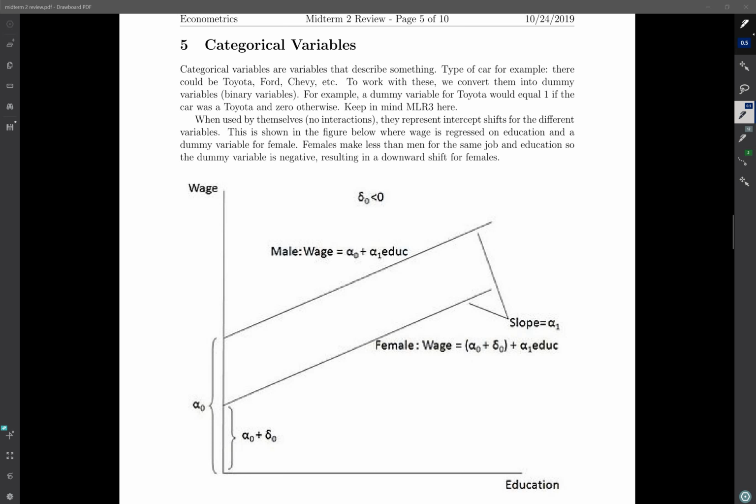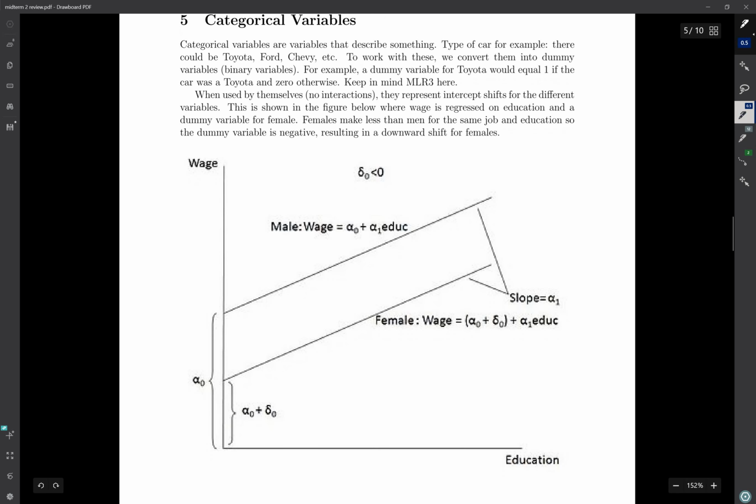So let's go over section 5 to the end. Okay, so section 5 has to do with categorical variables. So let's get started on that. A categorical variable is just something that is going to describe what something is. So whether or not someone's a female or not, whether or not something is a Toyota or not.